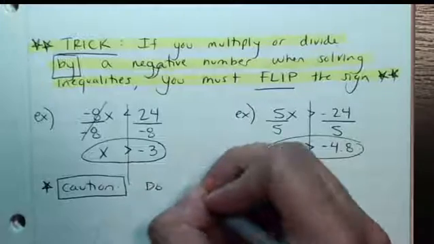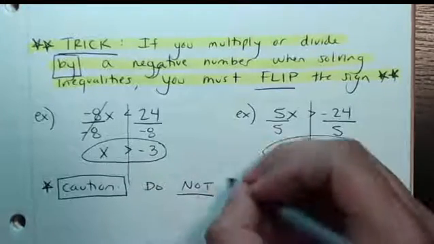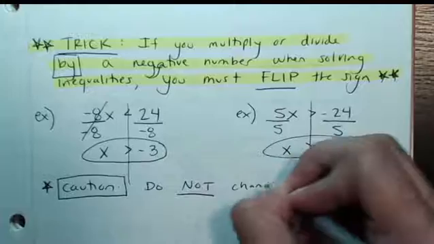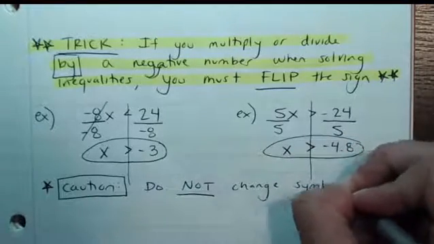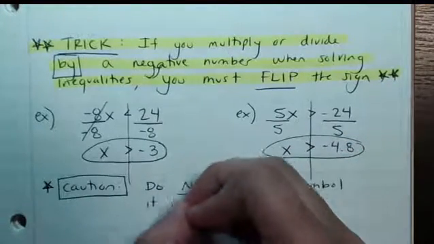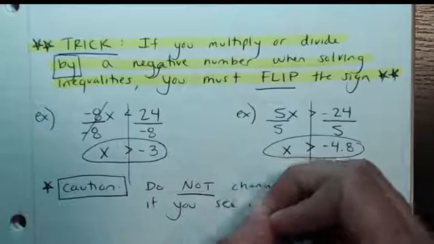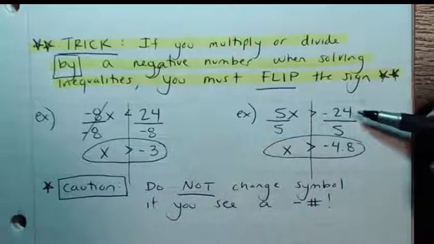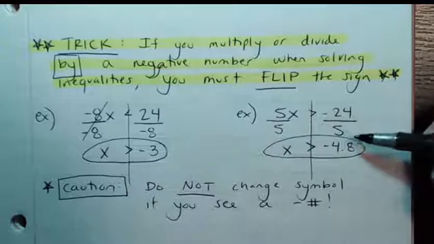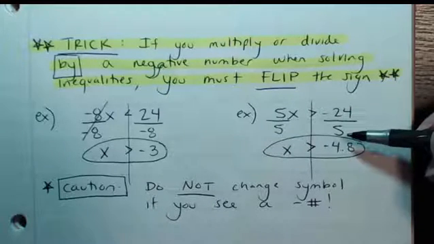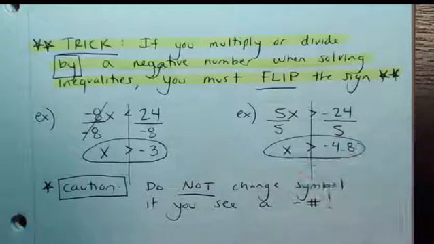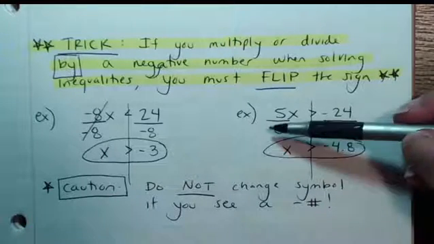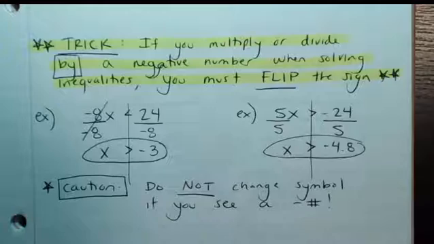Do not change the symbol if you see a negative number. So just because I saw this negative 24 here doesn't mean I just flip the sign. It's only if you divide or multiply by that number. So if the coefficient is a negative number, that's when I flip it.